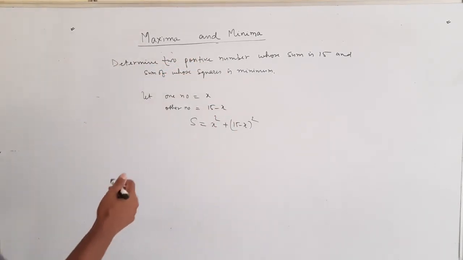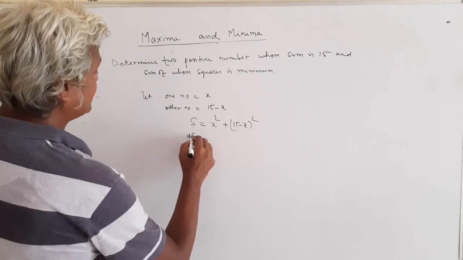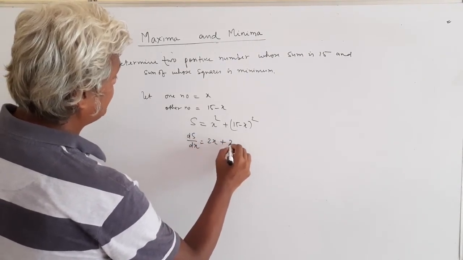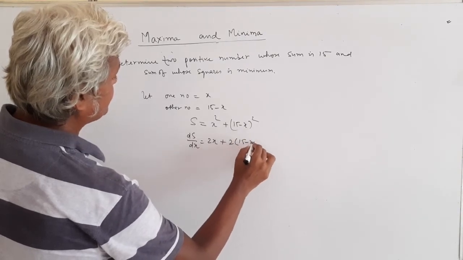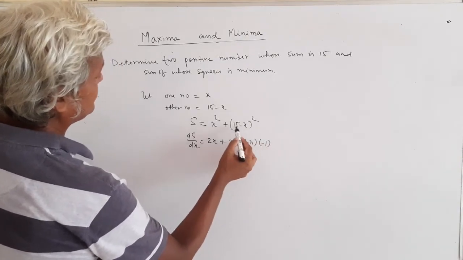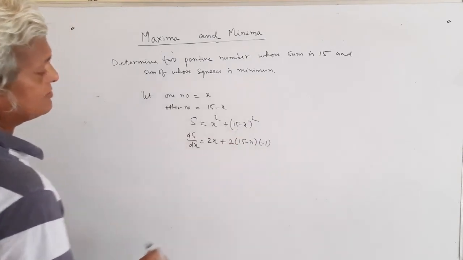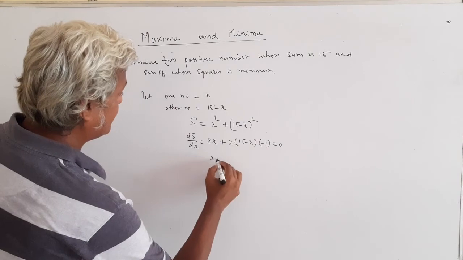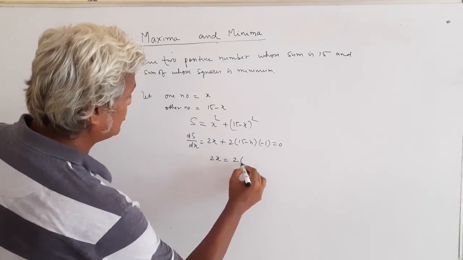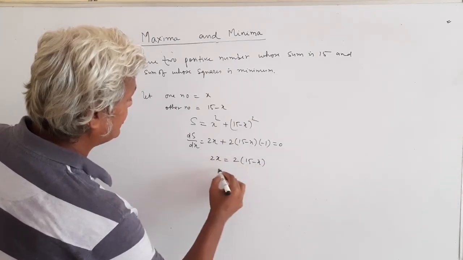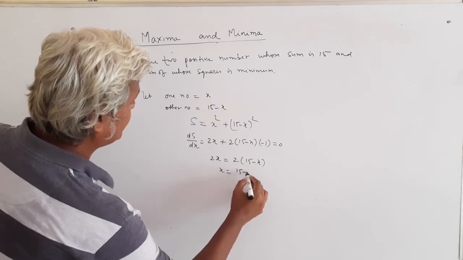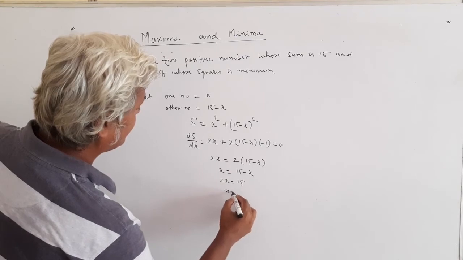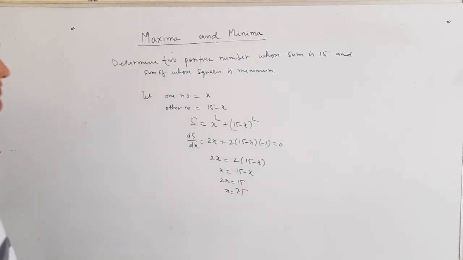Let's see. First you find dS by dx by differentiation. dS by dx is 2x plus 2 times (15 minus x) into minus 1, because differentiation of 15 minus x is minus 1. Now we have to set it to 0. So this will become 2x equals 2 times (15 minus x), or you can say x is 15 minus x. So 2x is 15, x equals 7.5.